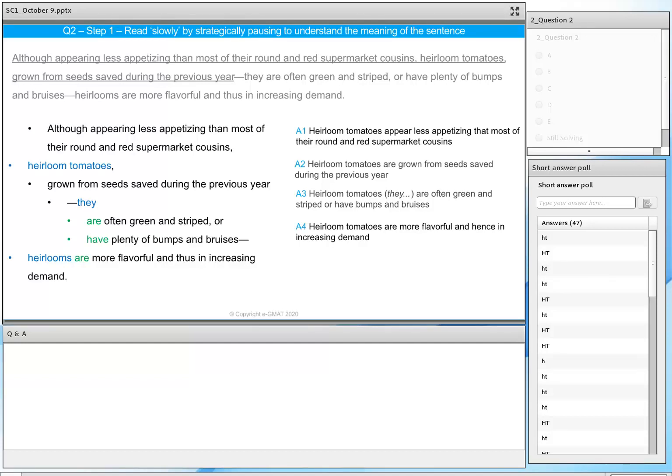Now, you see here points A1 through A4. My question to you is, which two points present the contrast? Which two points that you see from A1 through A4 on your screen present the contrast that is presented by the use of although?